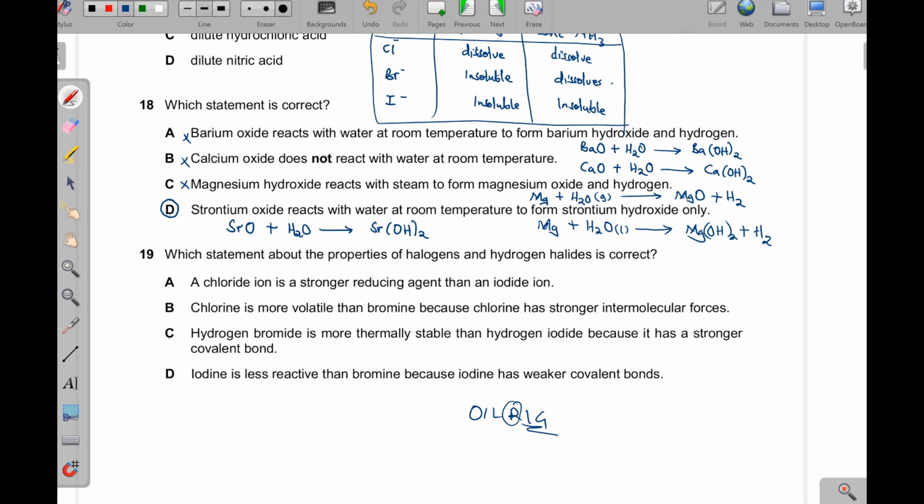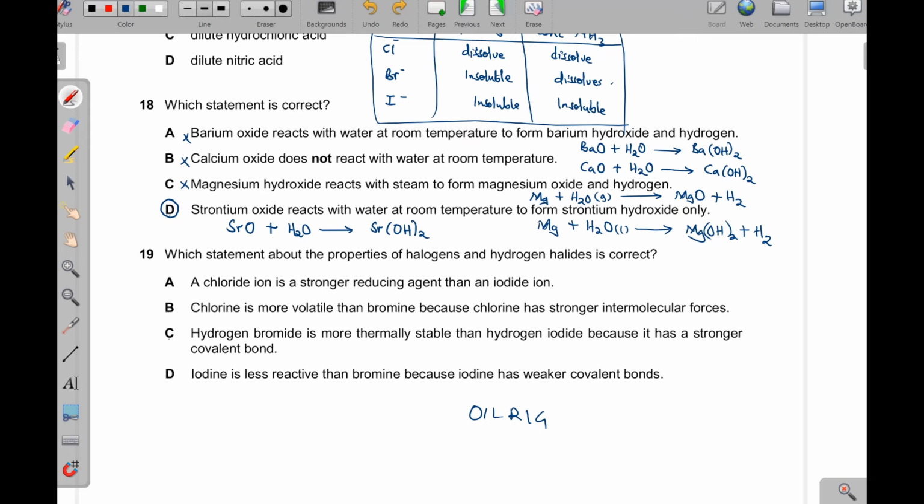Reduction is gain of electrons. So whatever receives the electrons is reduced. Then oxidation is loss of electrons. So a reducing agent gets oxidized in return, okay?